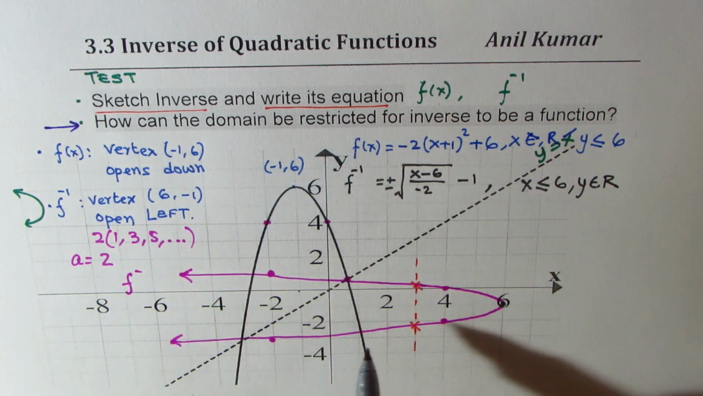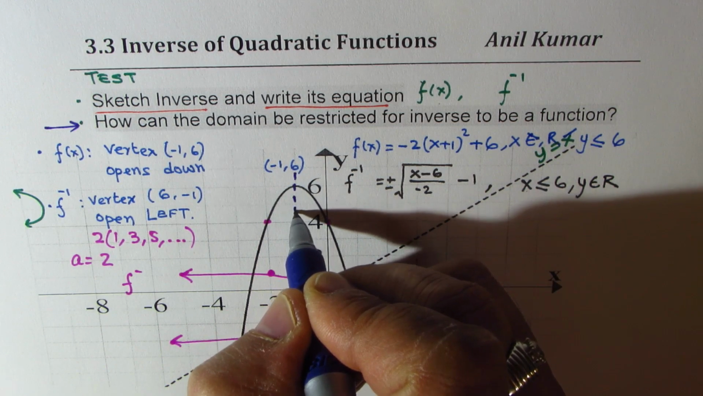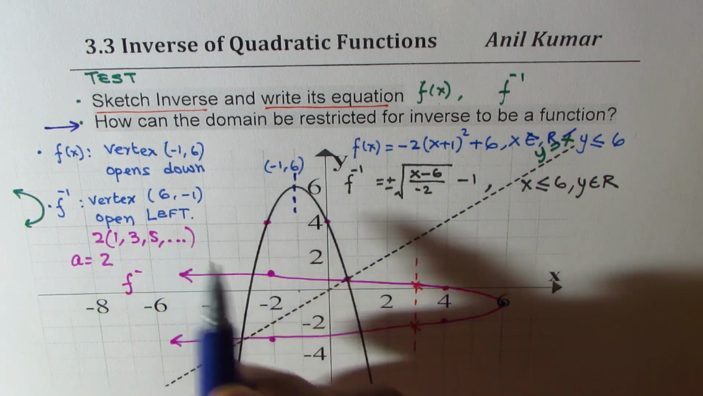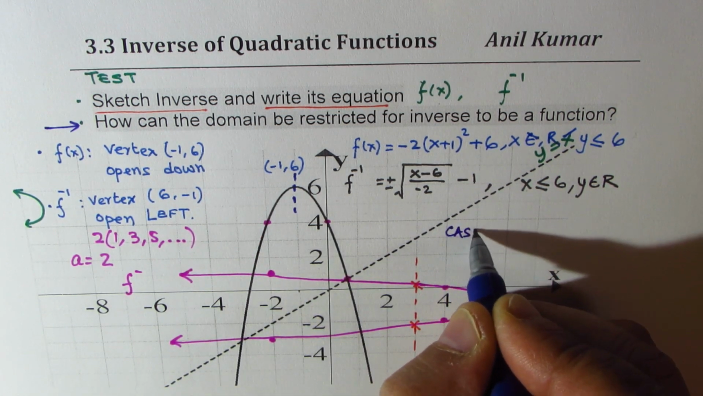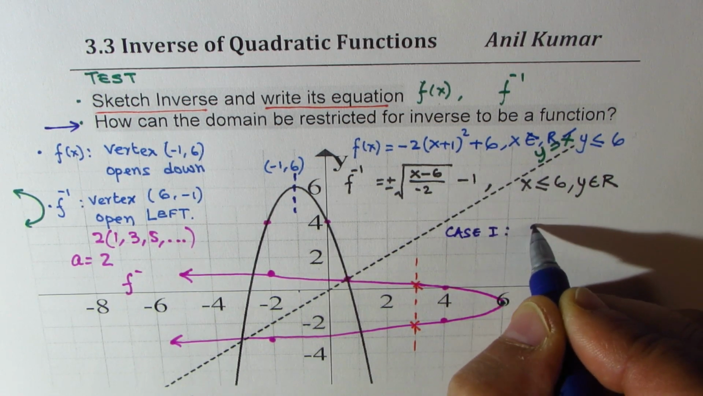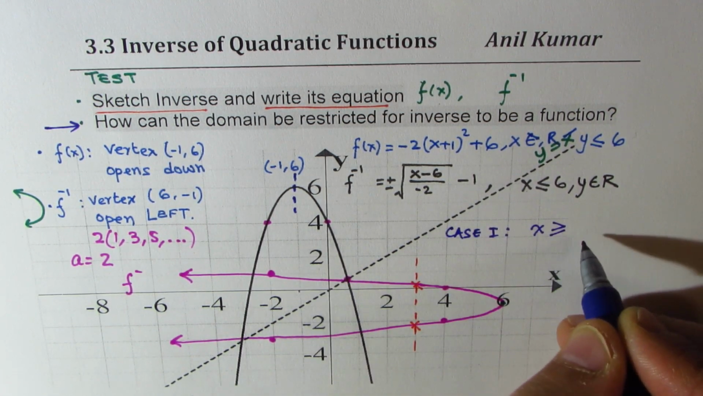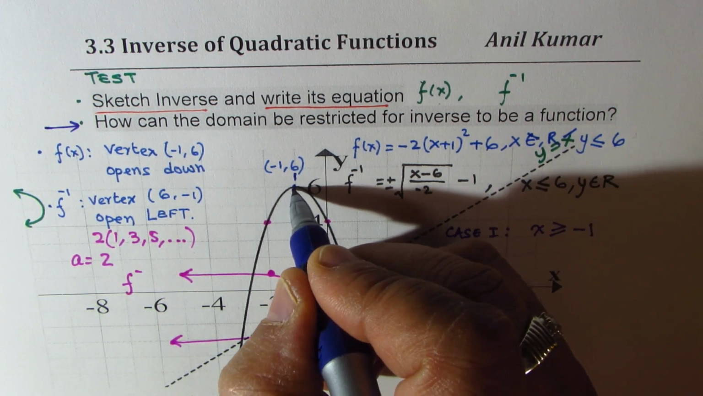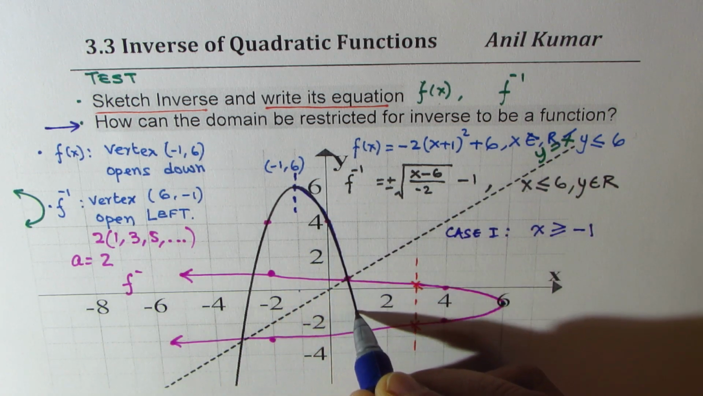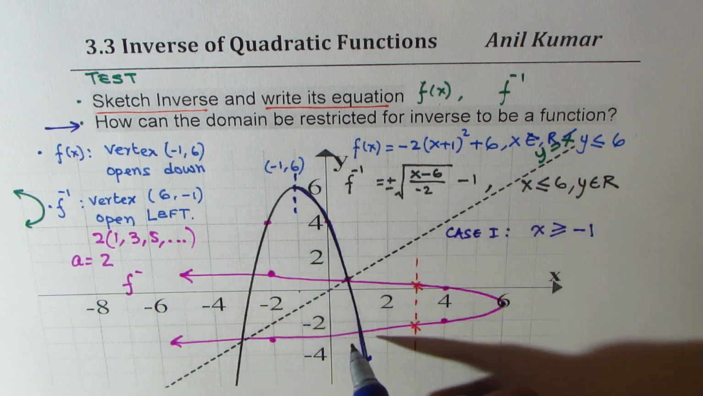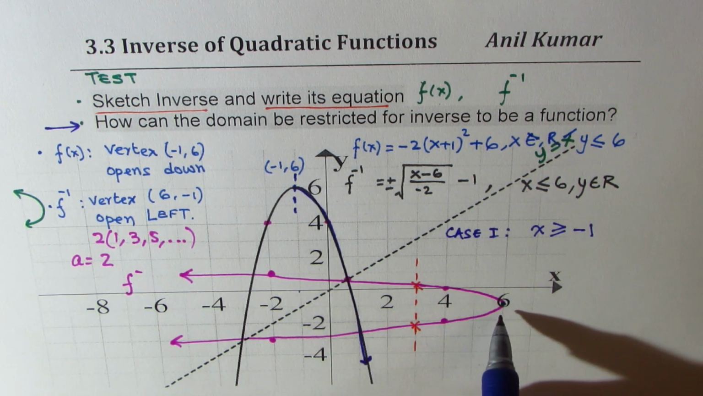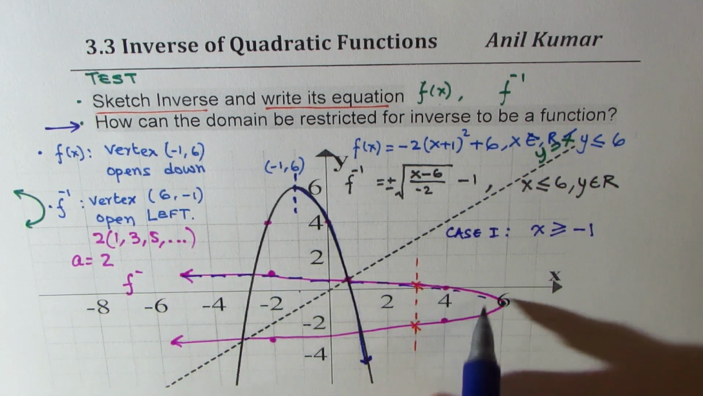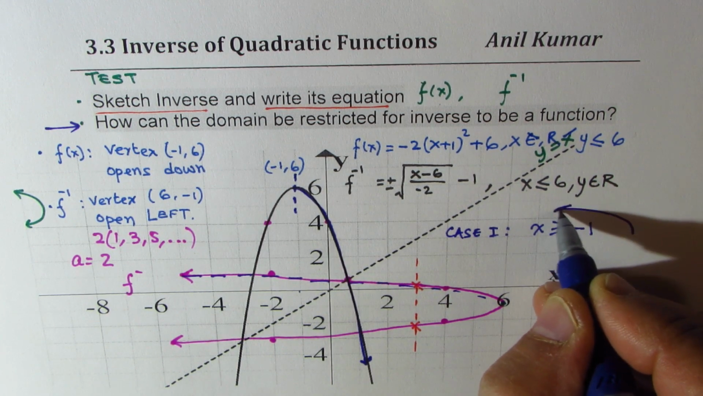How can the domain be restricted? Now, domain can always be restricted by taking one side of this parabola from the vertex. So we could have two cases. So let's say case 1, we could do that x is greater than equal to minus 1. In that case, we have the upper half. So if I take x as greater than equal to minus 1, we get this parabola on the right side, and as far as the inverse goes, we'll have the parabola moving left, upper half. So here we'll have this parabola as our inverse.